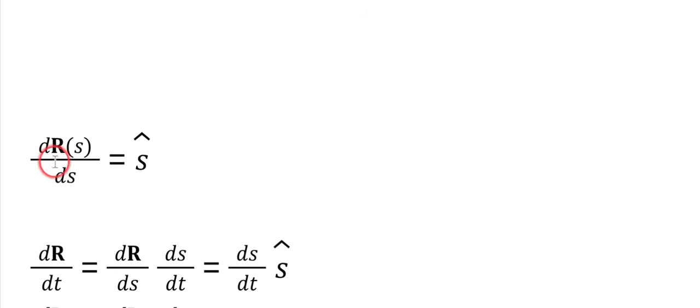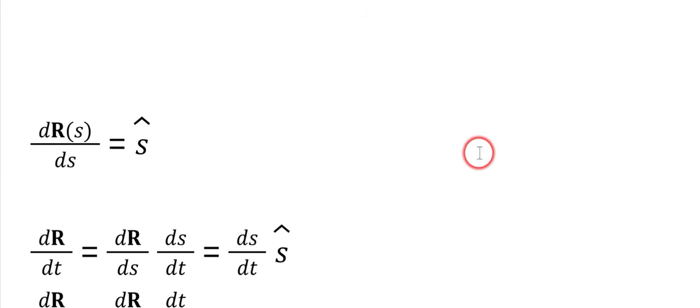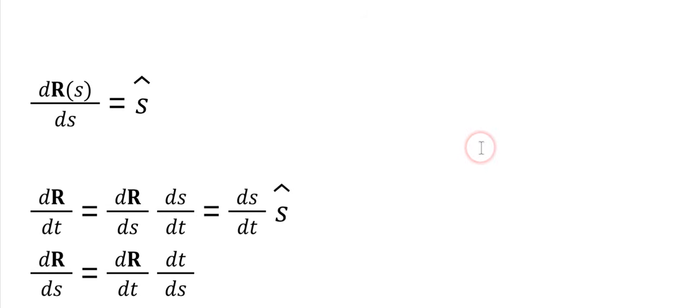Well, we just said what this was. We went through this in agonizing detail. This is just s hat, right? So that leaves us with ds/dt. Okay, now what can we do with this?